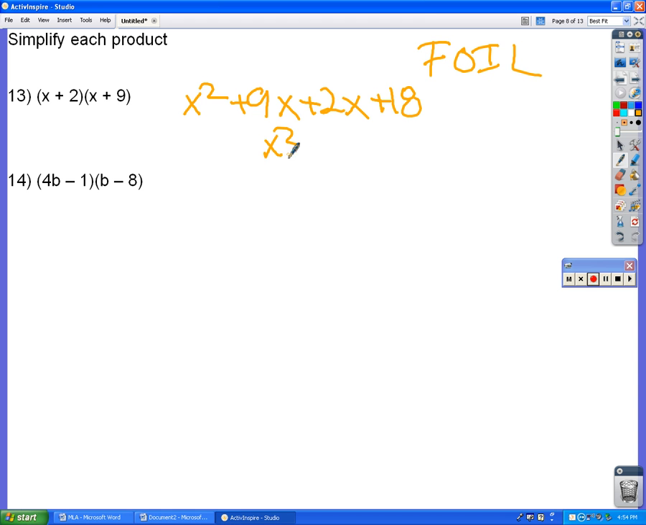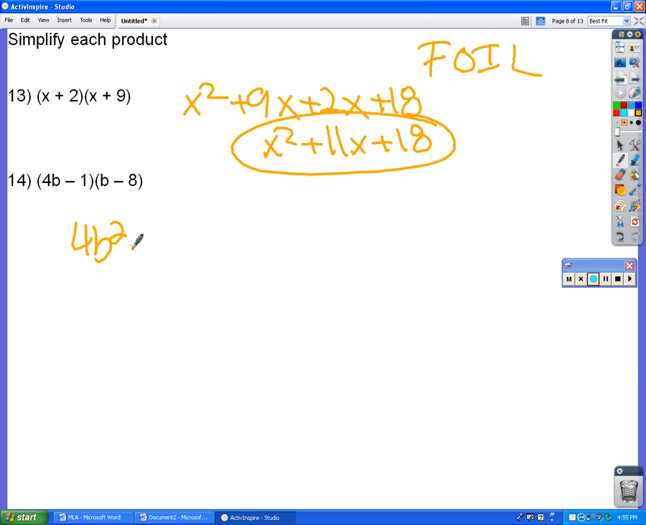And so if I put all of that, or put the like terms together, that gives me a final answer of x squared plus 11x plus 18. Same thing for the next one. 4b times b gives me 4b squared.